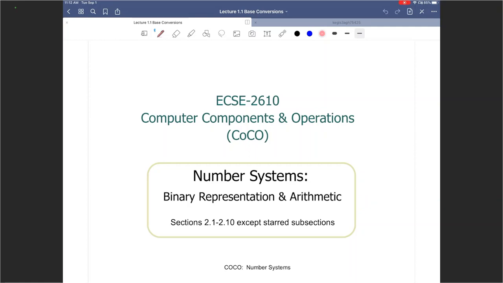If I want to use a computer, which is a digital device, I need to be talking about zeros and ones. Zeros and ones belong to the binary representation, binary number system. But humans are very used to decimal number systems because we have got 10 fingers, 10 toes, and we have been using a decimal number system since elementary school.